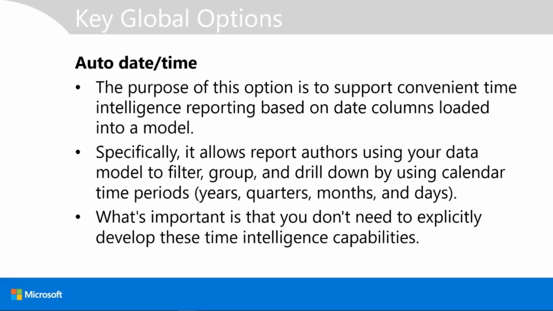In this sub-lesson, we are going to manage global options for files. So the first global option we're going to talk about is the auto date time. The purpose of this option is to support convenient time intelligence reporting based on date columns loaded into a data model. Specifically, it allows report authors using your data model to filter, group, and drill down by using calendar time periods, which are years, quarters, months, and days. What's important is that you don't need to explicitly develop these time intelligence capabilities.